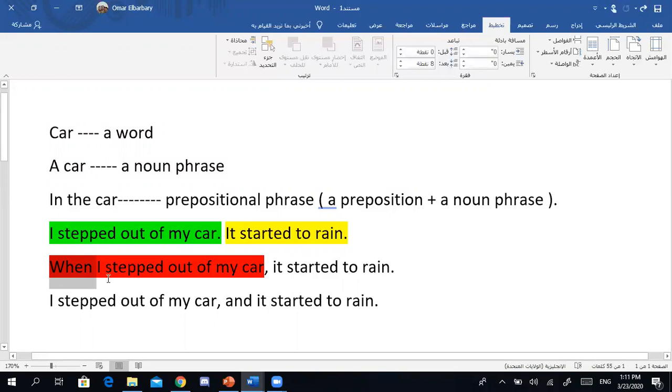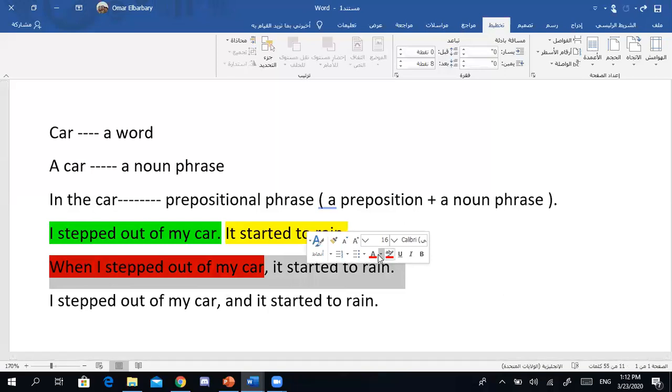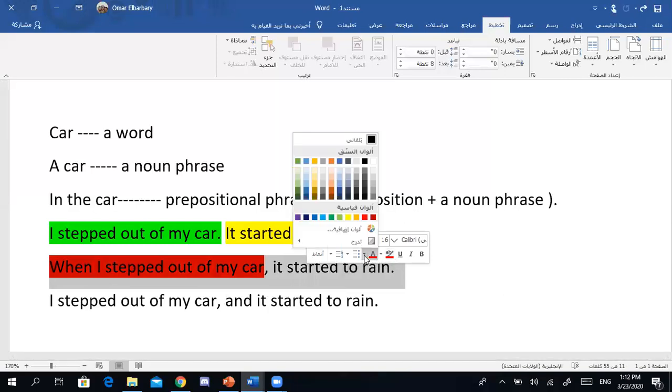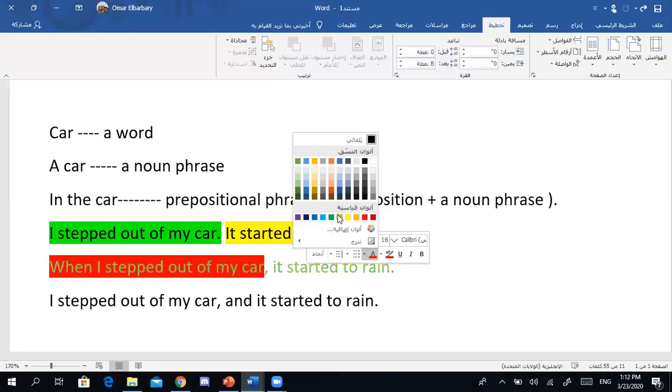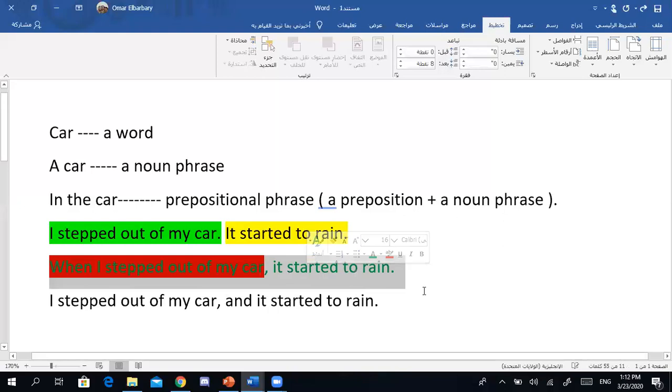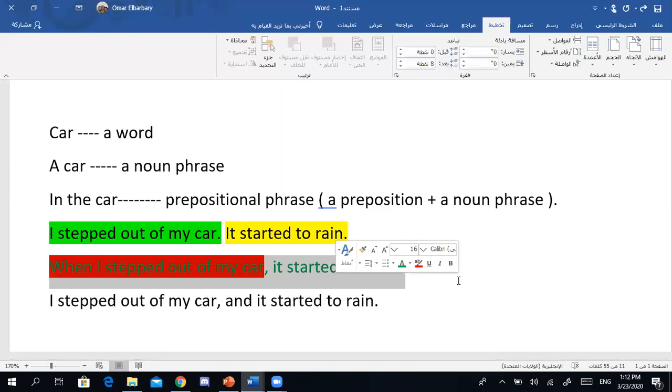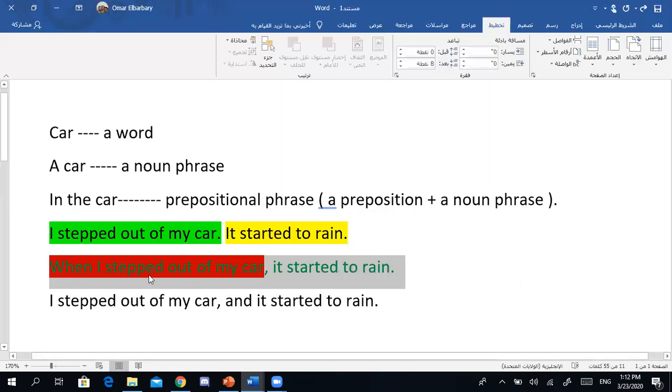Okay, so when I stepped out of my car, it started to rain. It started to rain is another clause, right? But this clause, together with this clause, completes the meaning of a whole sentence, doesn't it? Right. Can you hear me? Yes, we can. So the two clauses together make one whole, and we call it a complex sentence. The whole thing is called a complex sentence.